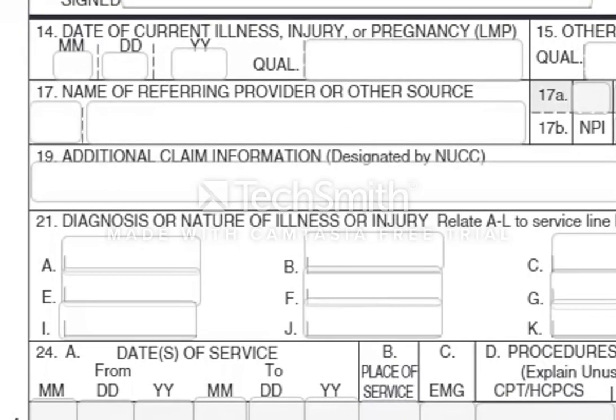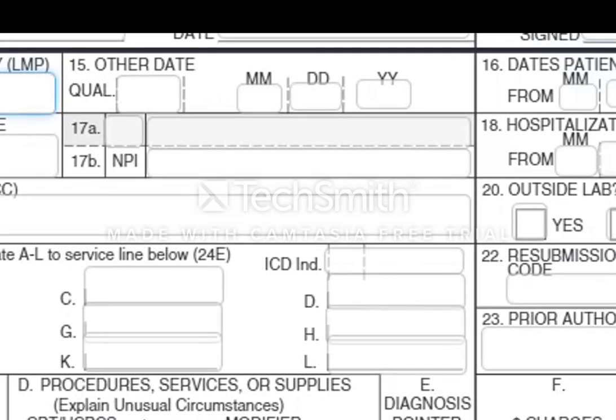So with Block 14, we are going to put that date of illness or injury. Now, we will not be using menstrual period because if the patient is coming in for workers' compensation, this is either an illness or injury. So we will type that information in here, and we will use the qualifier 431. If there was another date associated with the date in Block 14, we'll note that in Block 15.